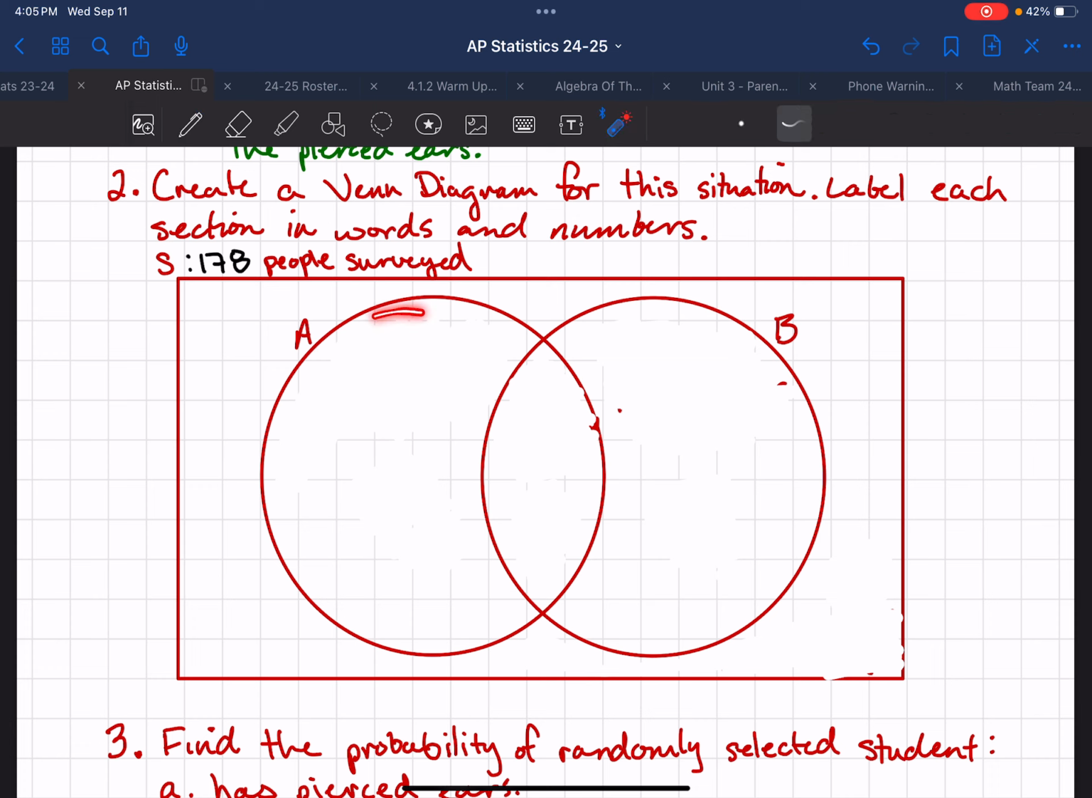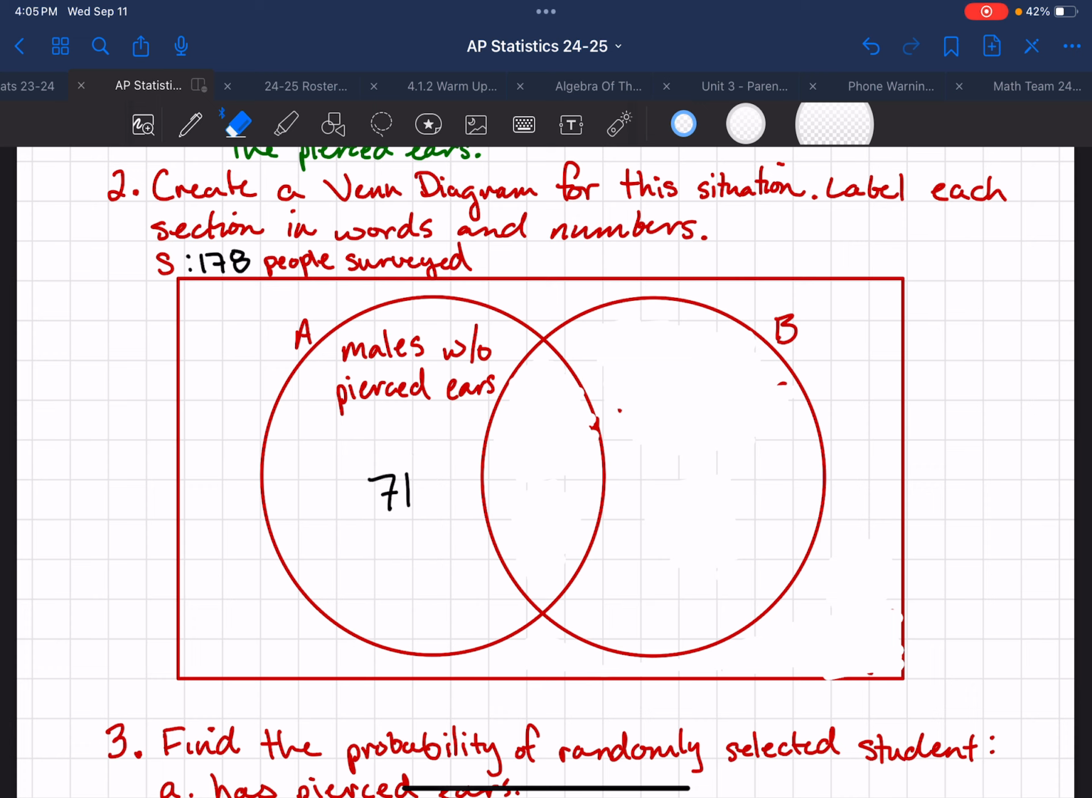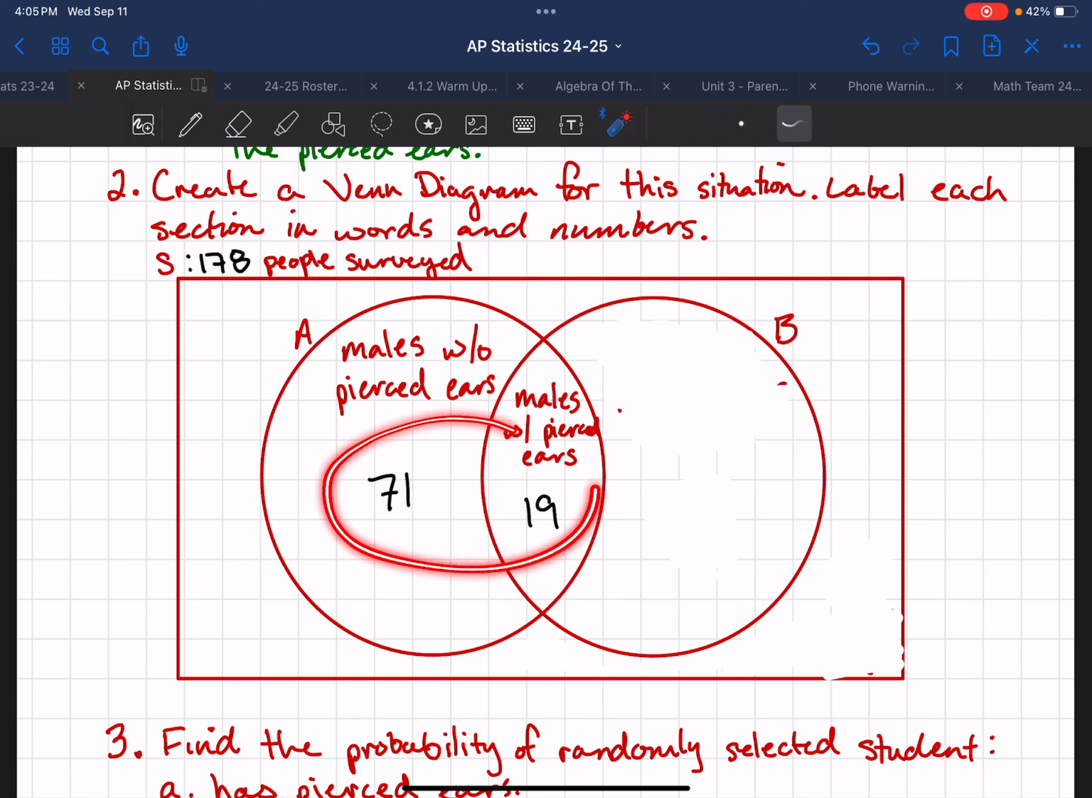What does it mean to be strictly in this part of A? Well, that means that you are a male, because A is male, and you're not in B, so you don't have pierced ears. How many people fit into that category? 71. Then, what does it mean if you're here in the middle? What if you're in both A and B? Well, A is males, B is people with pierced ears, so that's males with pierced ears. And hopefully from 90 total males and 71 didn't have pierced ears, you can do the math and get 19.